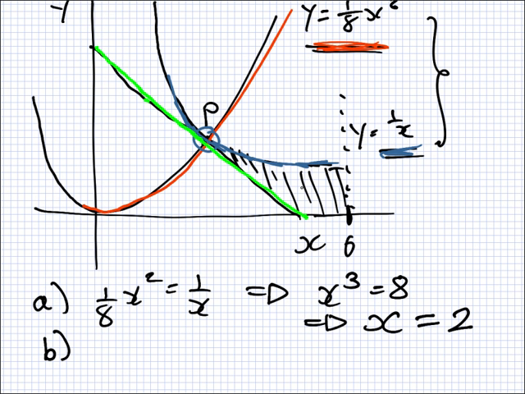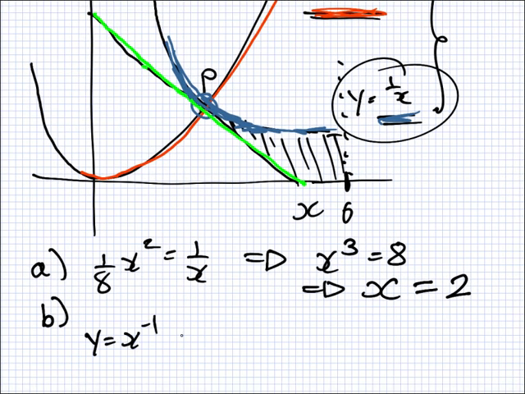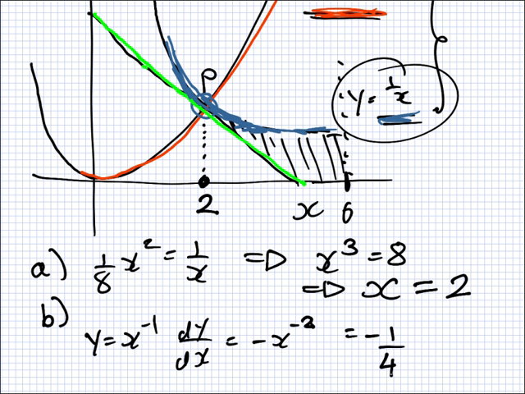The line L, which is a tangent to the curve y equals 1 over x. So is that normal? I thought it was a normal to the red curve, but it's a tangent to the blue curve. You see the blue curve here? It's a tangent there to this blue one. So we differentiate. Which function? The blue one. So y equals x to the power minus 1, so that means dy/dx equals minus x to the minus 2. And the x, we worked it out, it was 2. So that's minus 1 over 2 squared, which is 4.